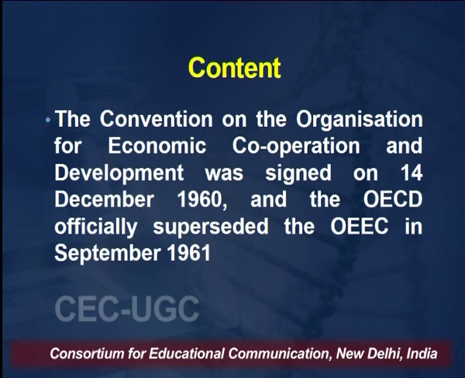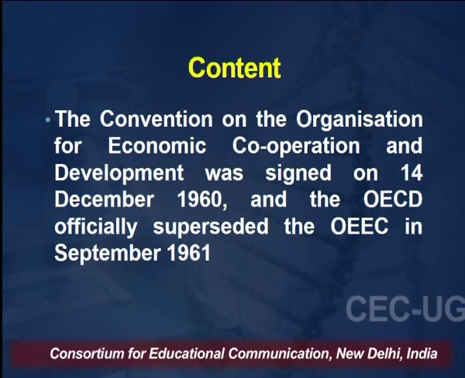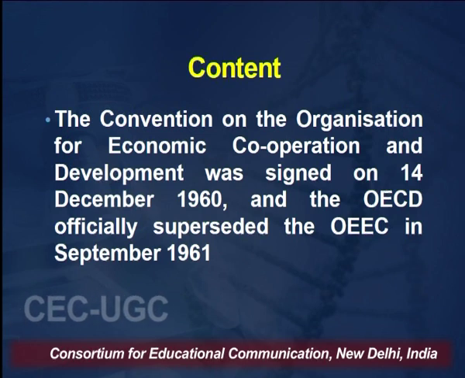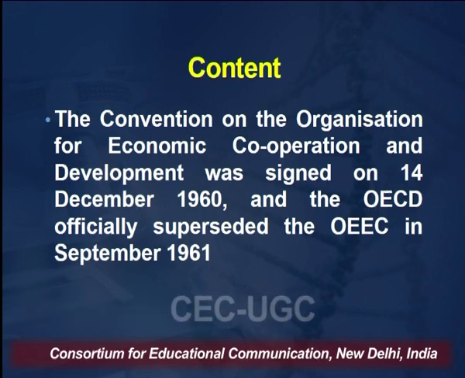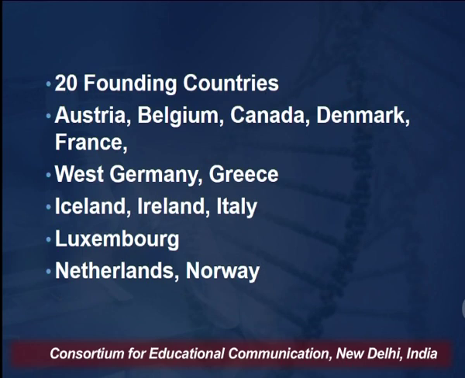The Convention on the Organization for Economic Cooperation and Development was signed on 14 December 1960, and thus the OECD officially superseded the OEEC in September 1961. At that moment, only the 20 founding countries were members, mostly European nations and the United States of America. Australia, Belgium, Canada, Denmark, France: these are the founding countries of the OECD guidelines.